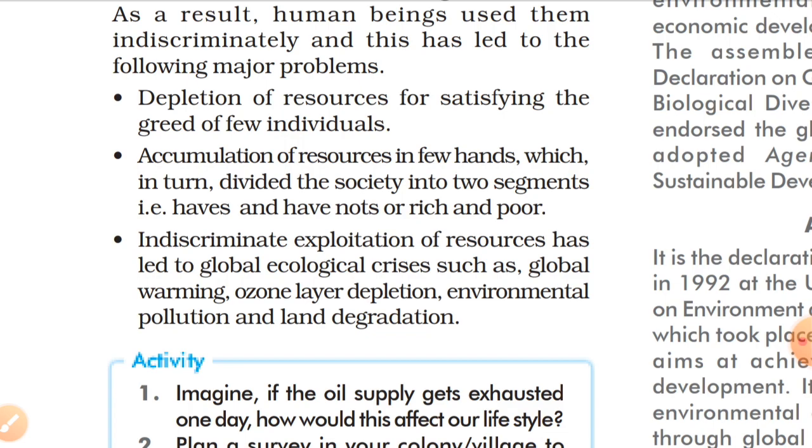Now, indiscriminate exploitation of resources has led to global ecological crises such as global warming, ozone layer depletion, environmental pollution, and land degradation. So, these four words may seem small, but they have really affected our climate. And why has it all happened in the first place? Because of the indiscriminate exploitation of resources.